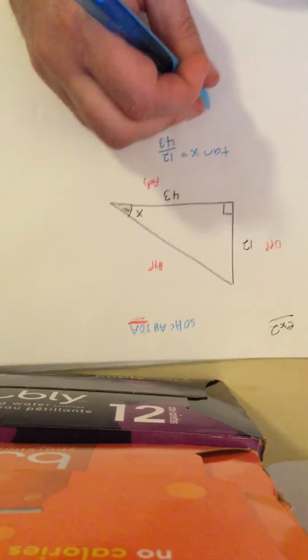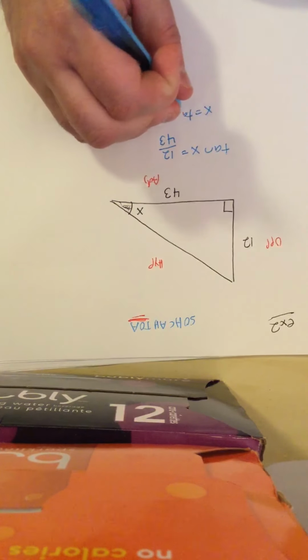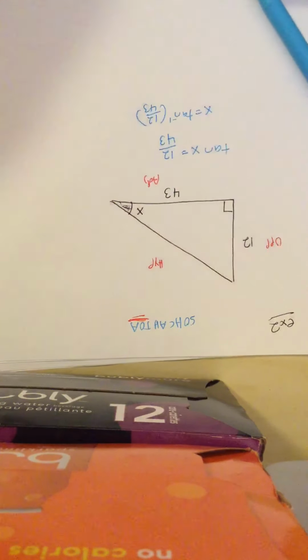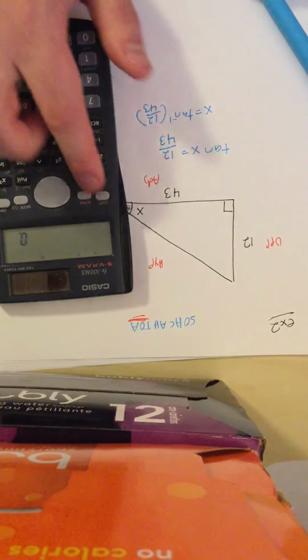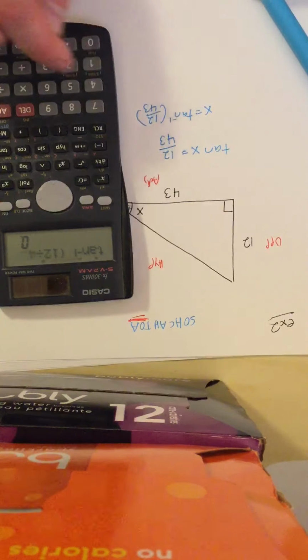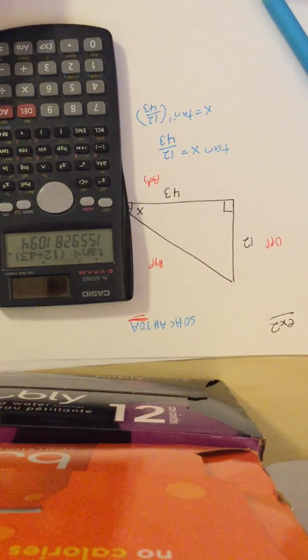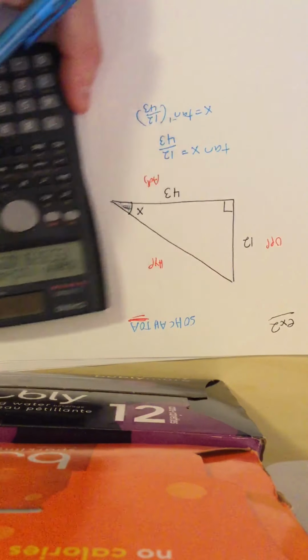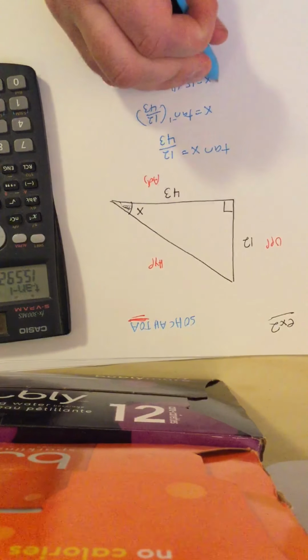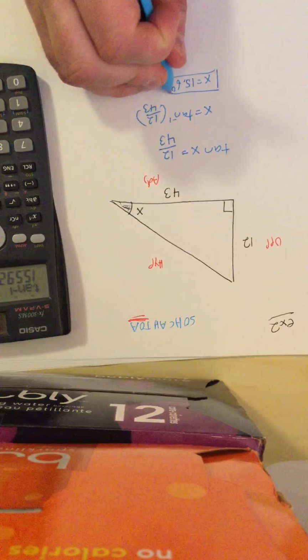So then I'll do it the fast way. Actually, I'll do it both ways. So x equals the inverse tangent of 12 over 43. So the inverse tangent of 12 divided by 43 is 15.59, so it's going to be 15.6 degrees. And that is the answer.